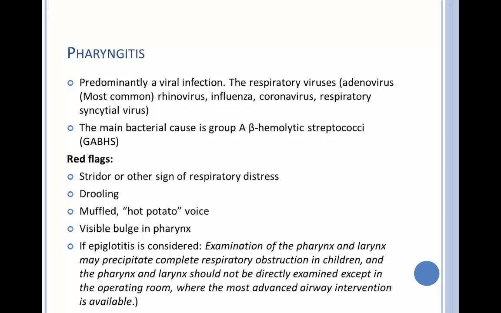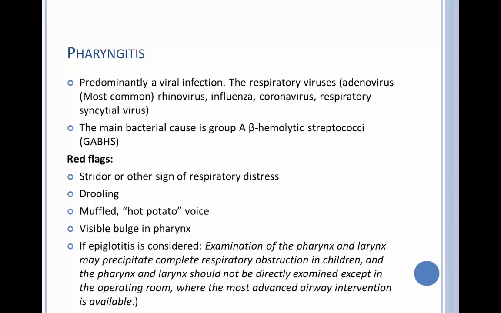If the patient has stridor or any other sign of respiratory distress, any drooling, any muffled hot potato voice, or any visible bulging of the pharynx, that could lead to either epiglottitis or pharyngeal abscess, which are the most concerning differential diagnoses. For example, if the patient has epiglottitis, there's an abrupt onset of severe throat pain and dysphagia, usually without preceding upper respiratory symptoms. The patient has no cough, no nasal discharge, and all of a sudden has severe throat pain and dysphagia.